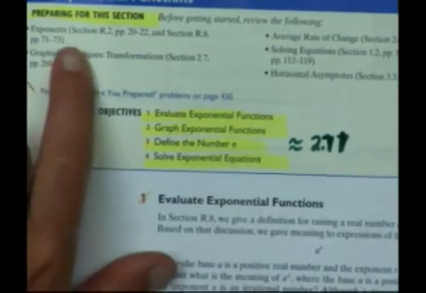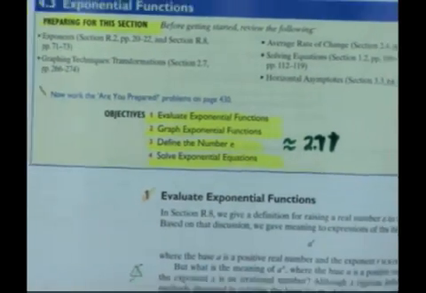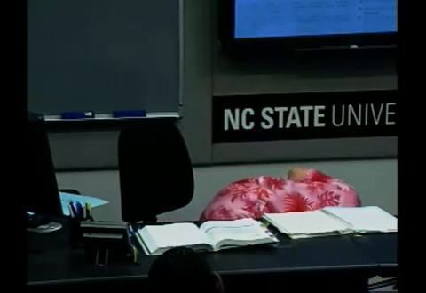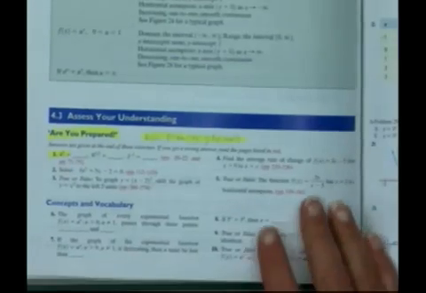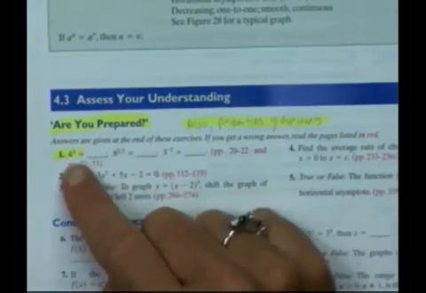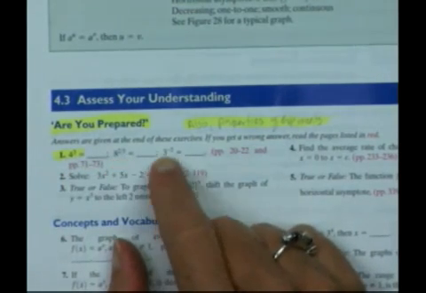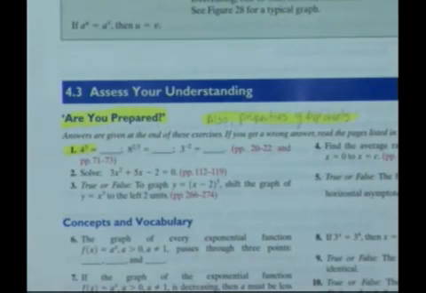Okay, so the first thing we want to do is go to the end of this section, 4.3, and look at Are You Prepared? And I'm only going to pick one problem out of here for you to do, and that is problem number 1. Let's see if we can focus in on that a little bit. You are asked to simplify 4 cubed, 8 to the 2/3, and 3 to the negative 2. Just simplify that without a calculator.